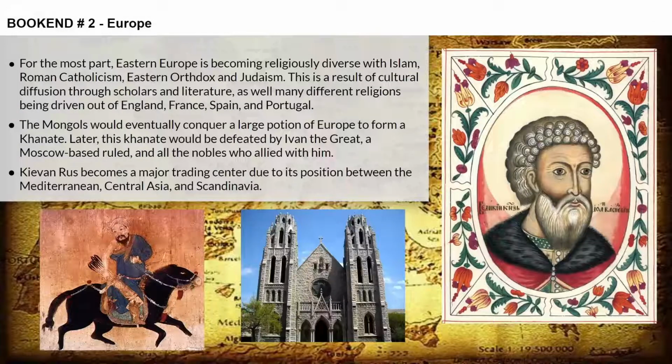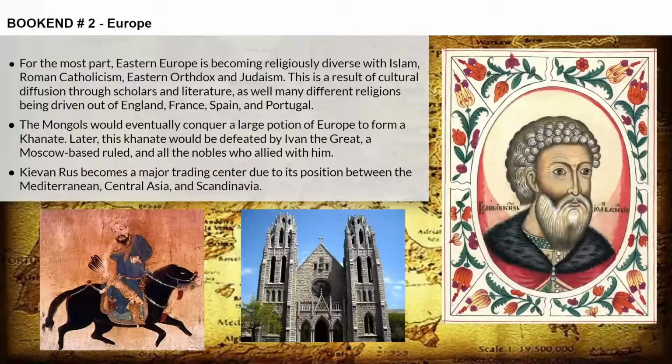And to wrap it up, book number 2 of Europe. For the most part, Eastern Europe is becoming religiously diverse with Islam, Roman Catholicism, Eastern Orthodox, and Judaism. This is a result of cultural diffusion through scholars and literature, as well as many different religions being driven out of England, France, Spain, and Portugal.